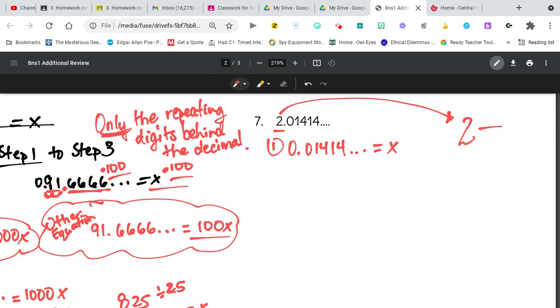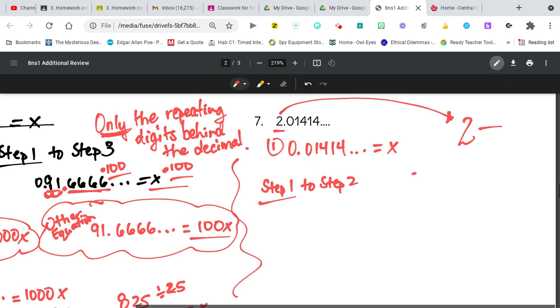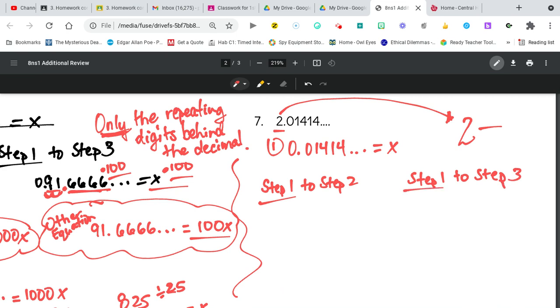You can change the 2 to a 0 because you already know 2 is going to be a 2 right here, okay? I'm just going to change that 2 to a 0 because I don't need the 2. I already know it's going to be the big part of my mixed number. And I'm just going to work with that. Okay, so now I'll just do step 1 to step 2. And then I'll do step 1 to step 3. And I've got step 1 in both, so I'm going to write that down. But again, don't write the 2, write it with the 0.